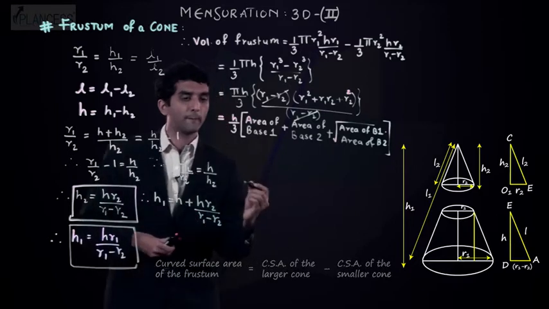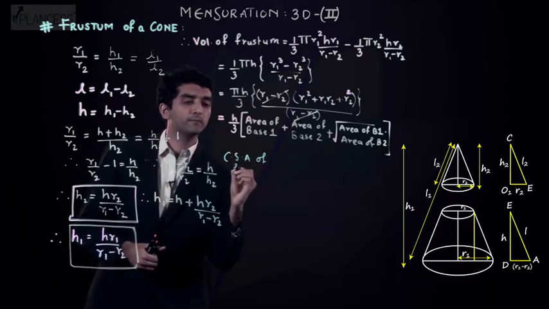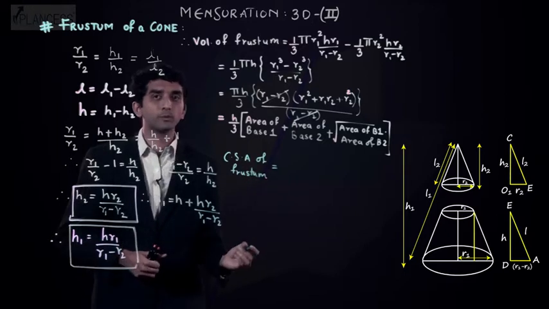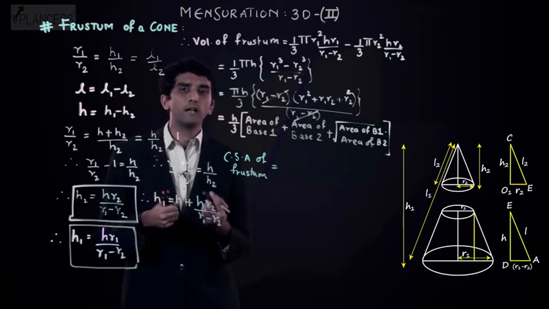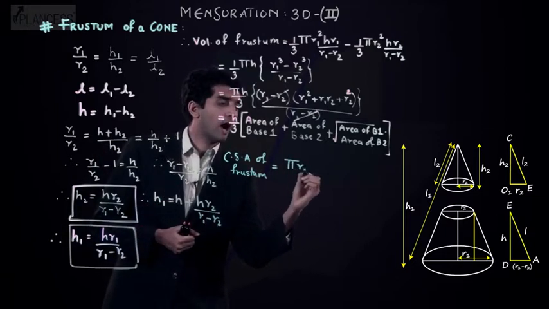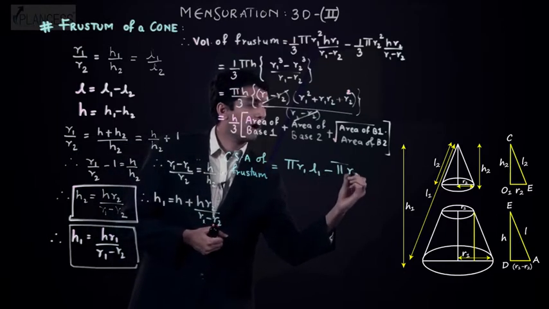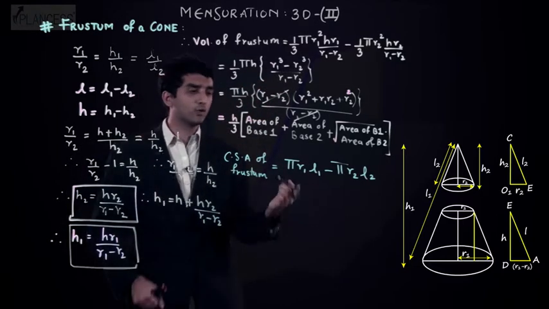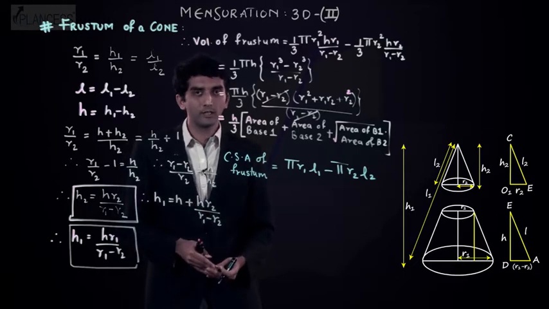So curved surface area of frustum is going to be, as we know, the curved surface area or the lateral surface area formula is pi RL. So in this case it is going to be pi R1 L1 minus pi R2 L2, because the curved surface area of the bigger cone is pi R1 L1, for the smaller cone it's pi R2 L2.